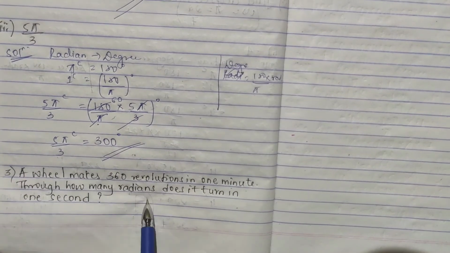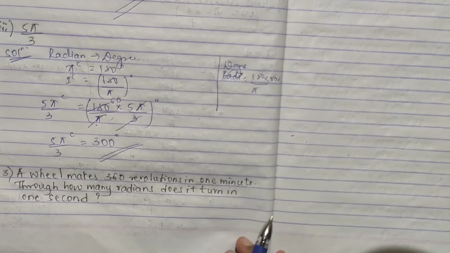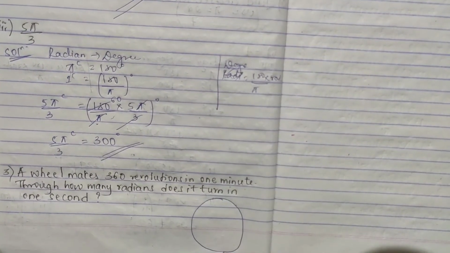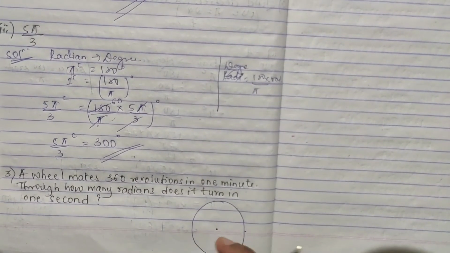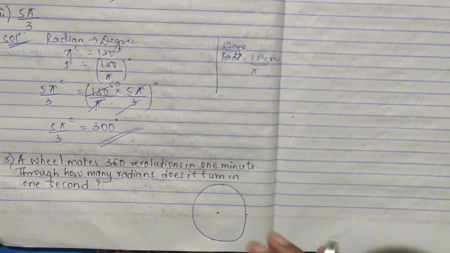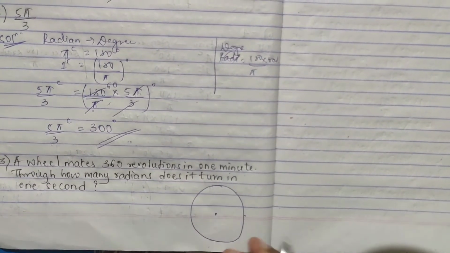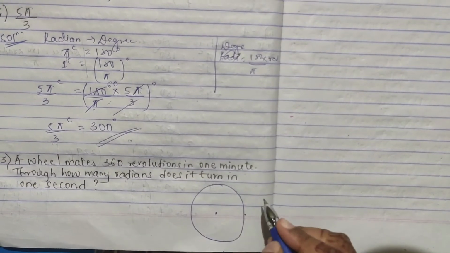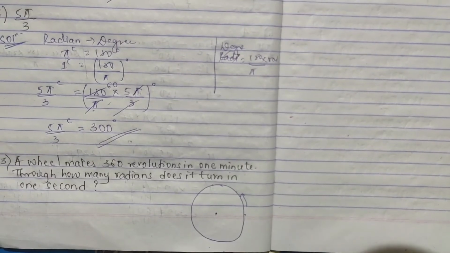Through how many radians does it turn in 1 second, they are asking. Now suppose this is a wheel. Consider this a wheel. At one point it is fixed and you are just turning it, right? They are telling you to turn the wheel. Don't go to the diagram, you do it around properly. It is fixed and you are just turning the wheel. You are rotating it, right? Suppose you are turning it in this direction, however you do it.